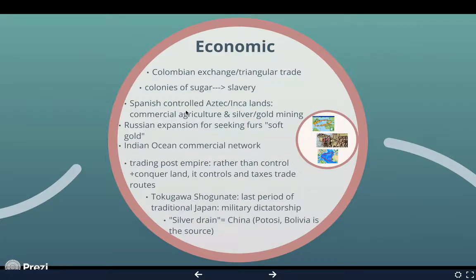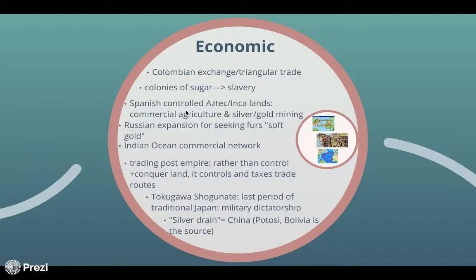So, in the sugar colonies, there's a ton of slavery. The slaves were the main source of agricultural labor, and the sugar was a very valuable commodity at the time. So it was being sent to the North American settler colonies and back to Europe. The Spanish controlled Aztec and Inca lands. The Spanish were the main conquerors down there. So they enforced commercial agriculture and silver and gold mining.